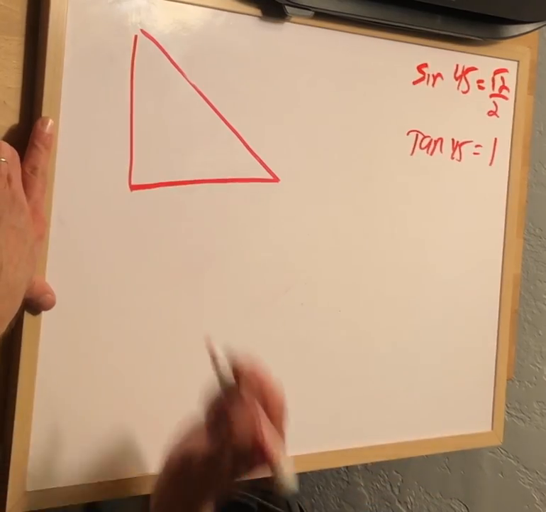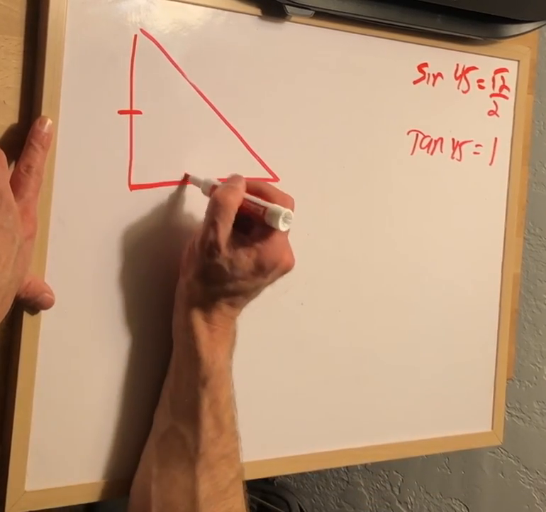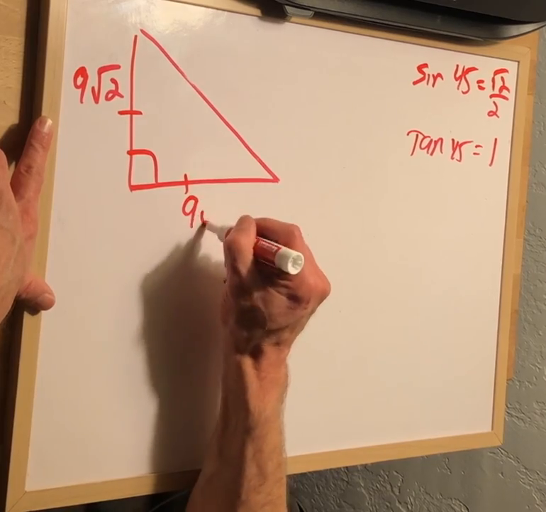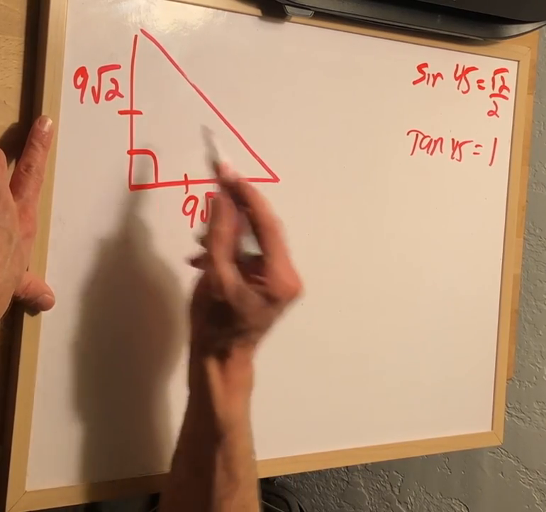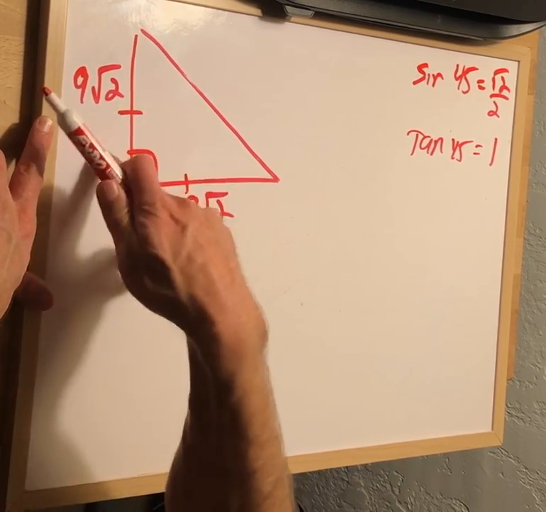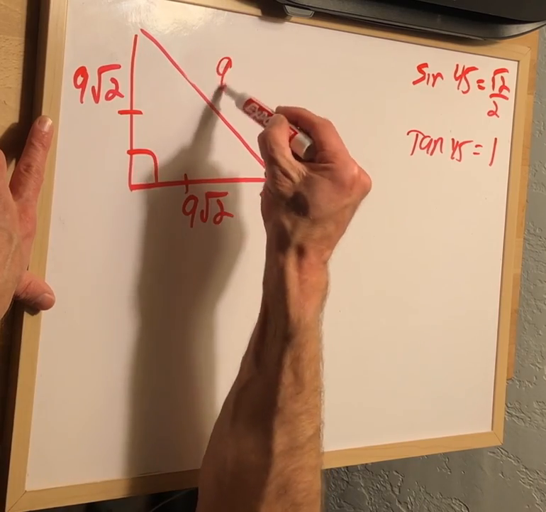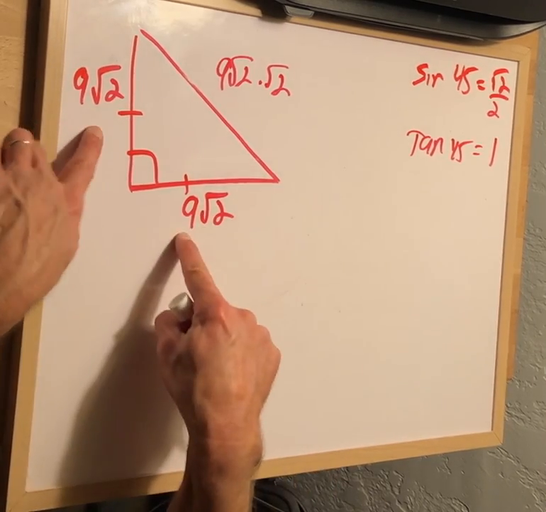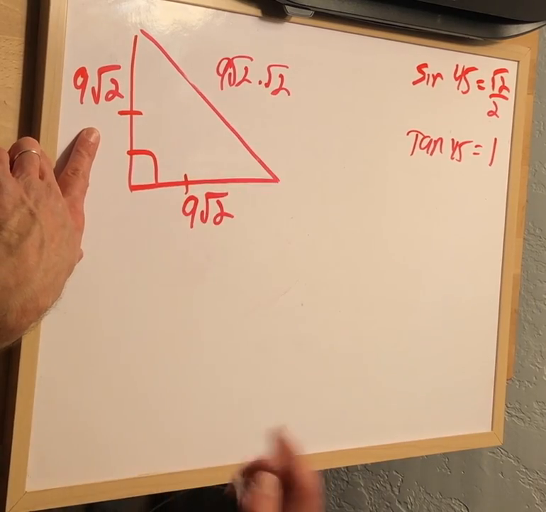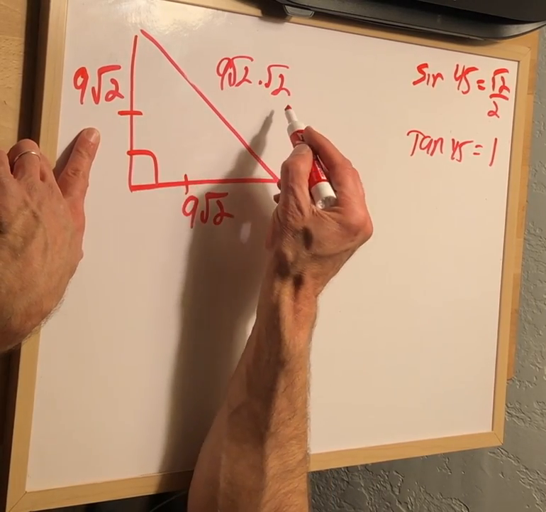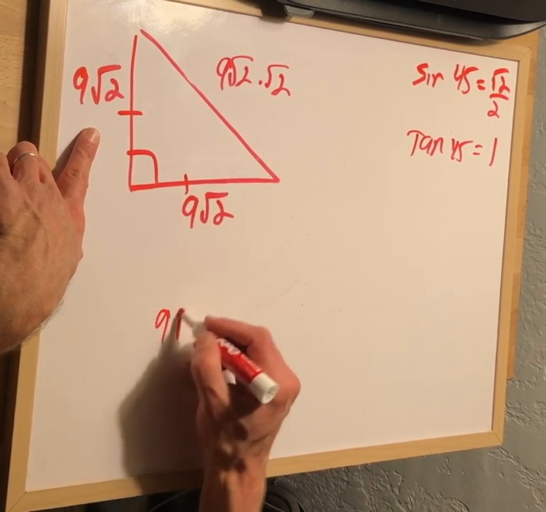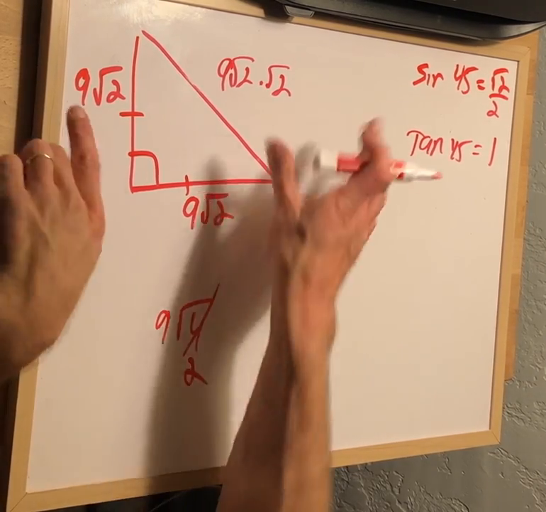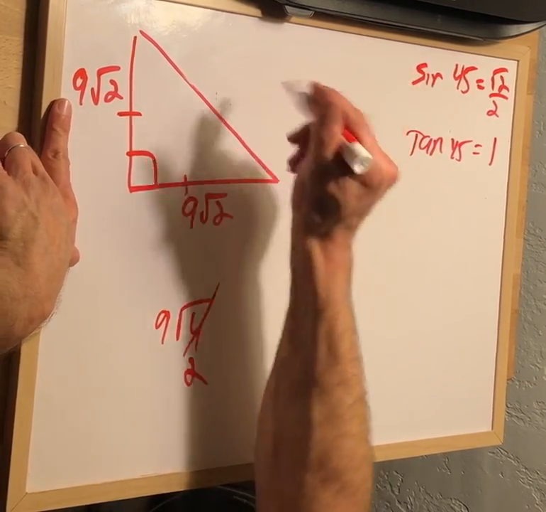Okay. If this is a 45, 45, 90, and this is 9 root 2, the two bases are the same: 9 root 2, 9 root 2. Remember, whatever these two sides are, this is that same number times root 2. Remember, this is x, this is x root 2. 9 root 2 times root 2 is 9 root 4, and the square root of 4 is 2. So 9 times 2 is 18.